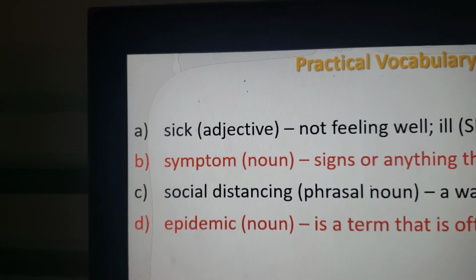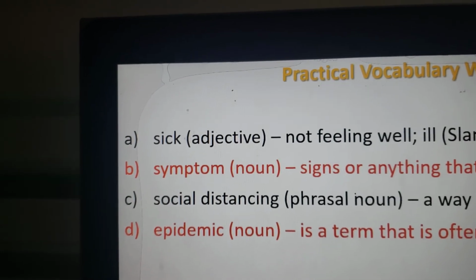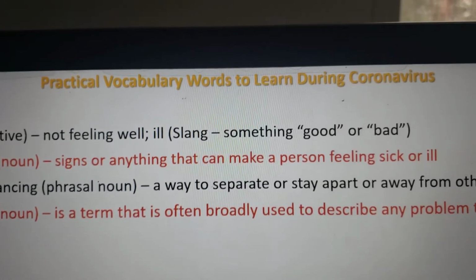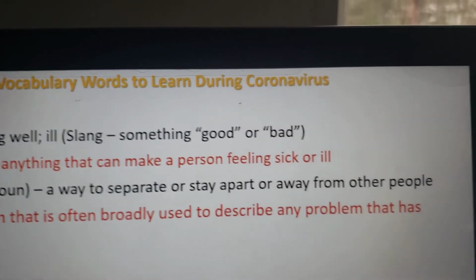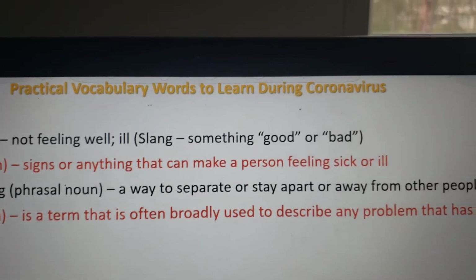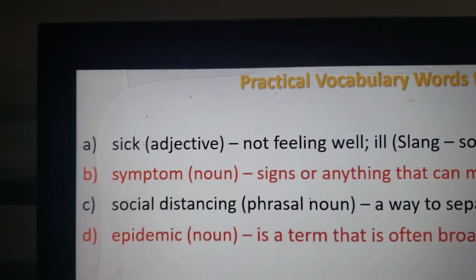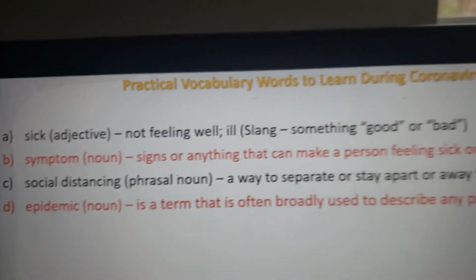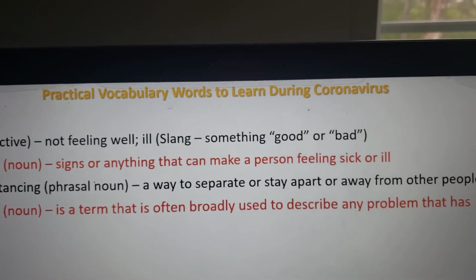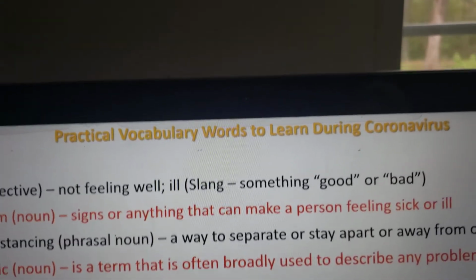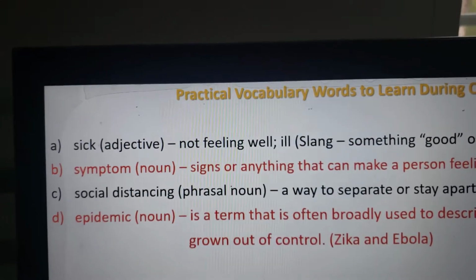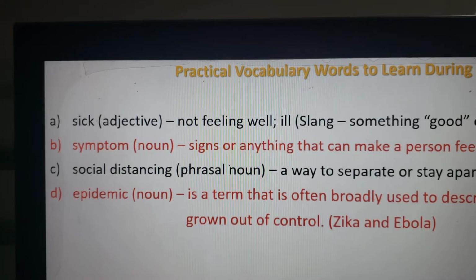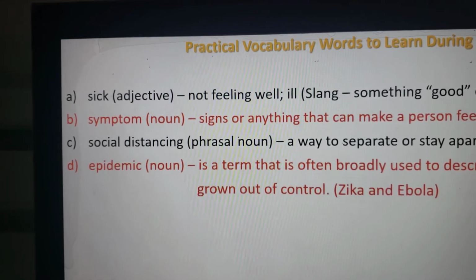Epidemic. This word is pronounced epidemic. Epidemic is a noun. Well, this word means something that is happening at the moment. Epidemic is not as big as pandemic. Epidemic is more likely a problem that can affect many people, for example Zika or Ebola. These are epidemics that happened in the past several years.